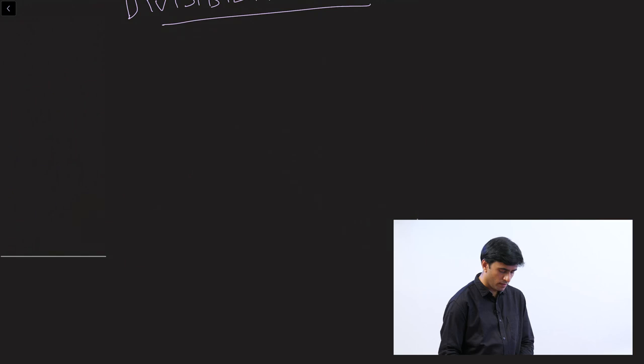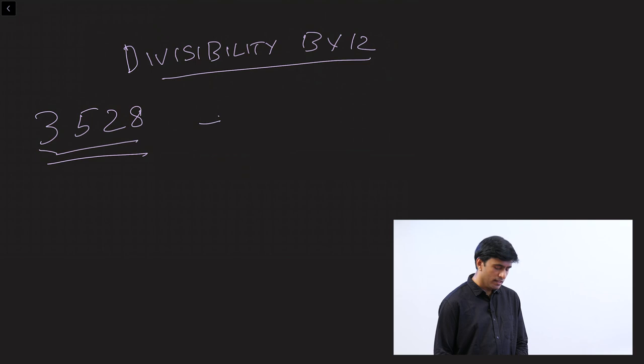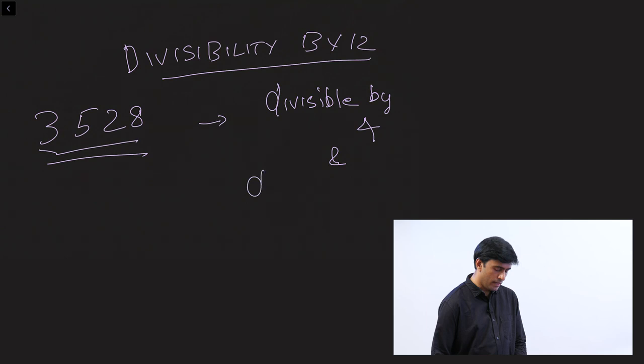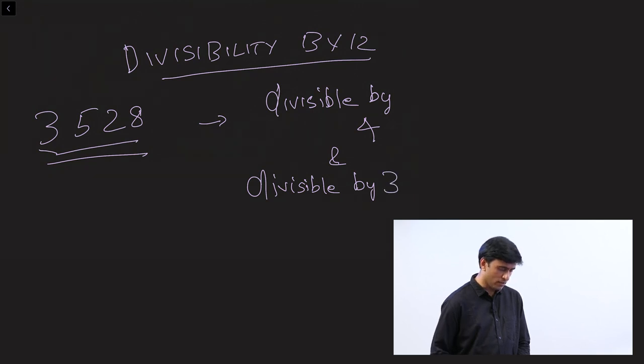How about 12? How do we find if a number is divisible by 12? Divisibility by 12. Let's take an example. 3, 5, 2, 8. You need to see if the number is divisible by 4 and divisible by 3. Let's look at that.